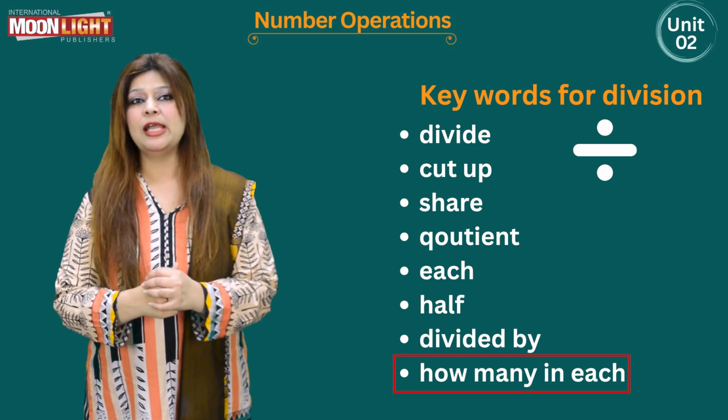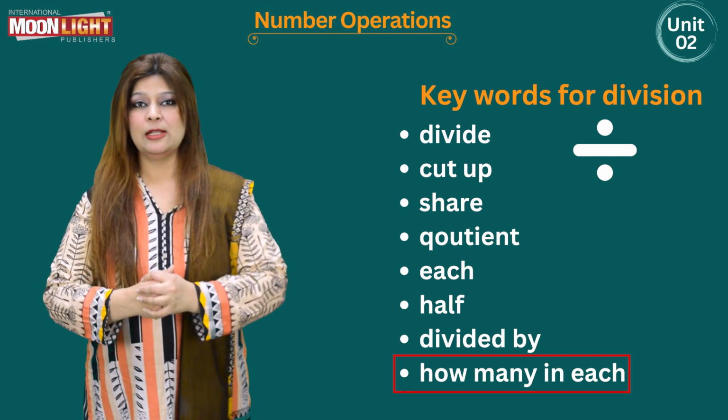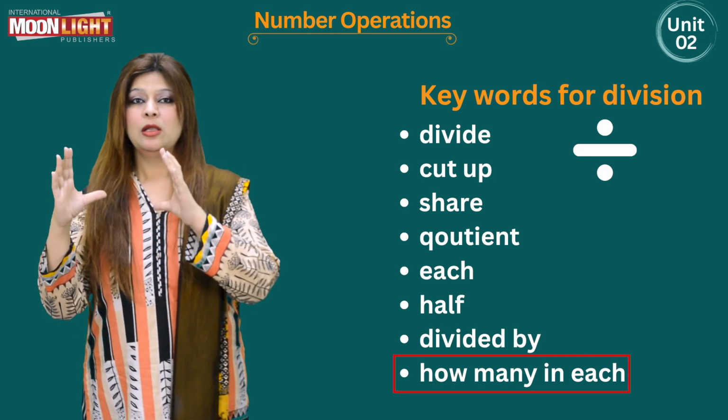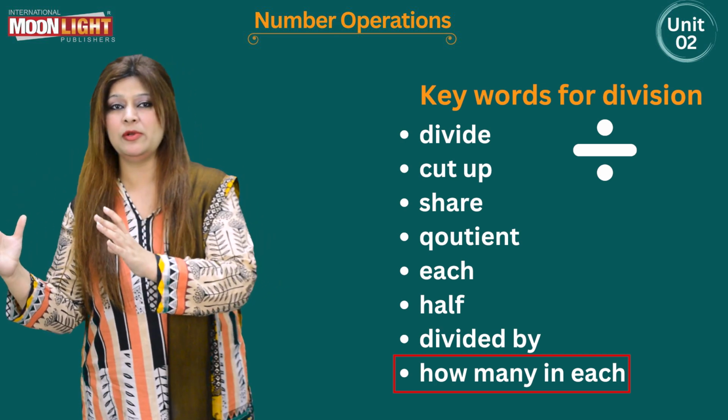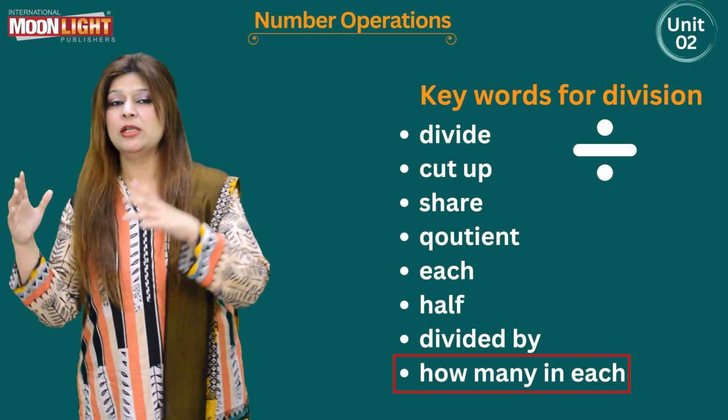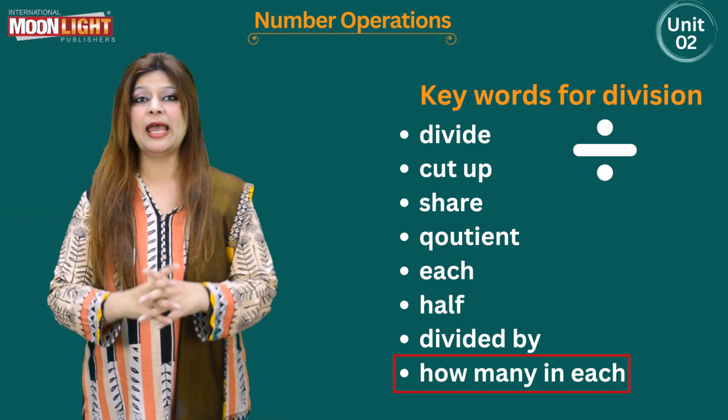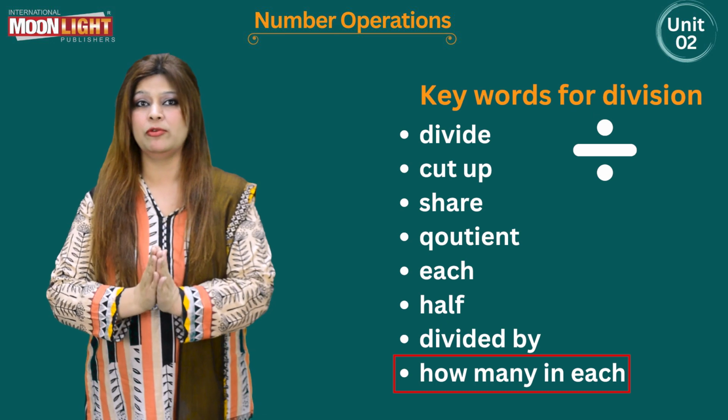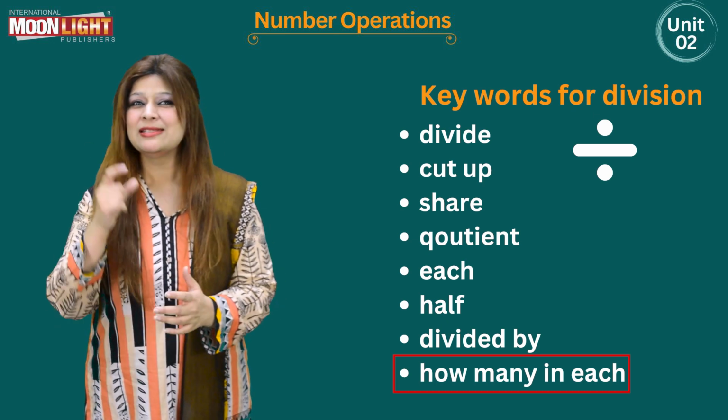This word is going to tell you that one more word is also here, that is equally. Distribute equally, divide equally. So this is going to tell you that equally means that there is no leftover, means the remainder is 0.